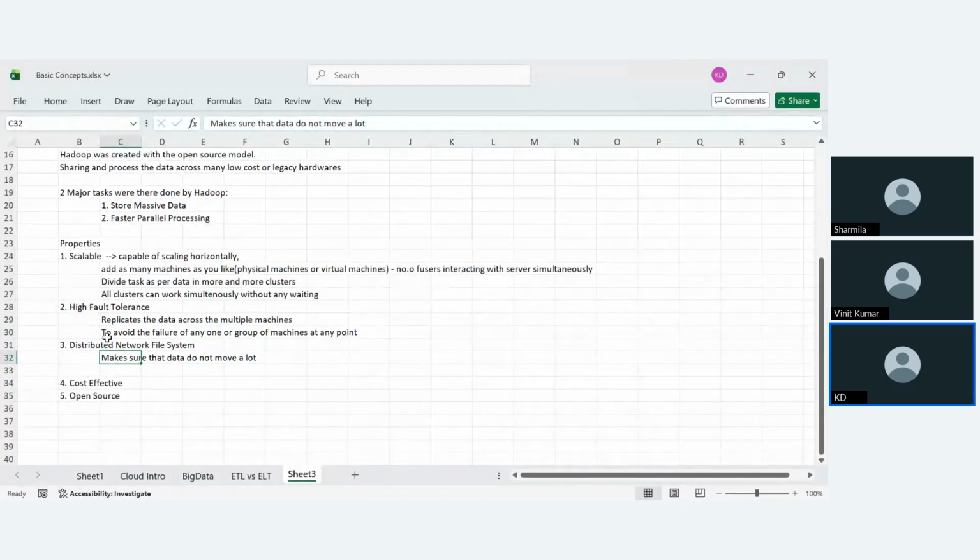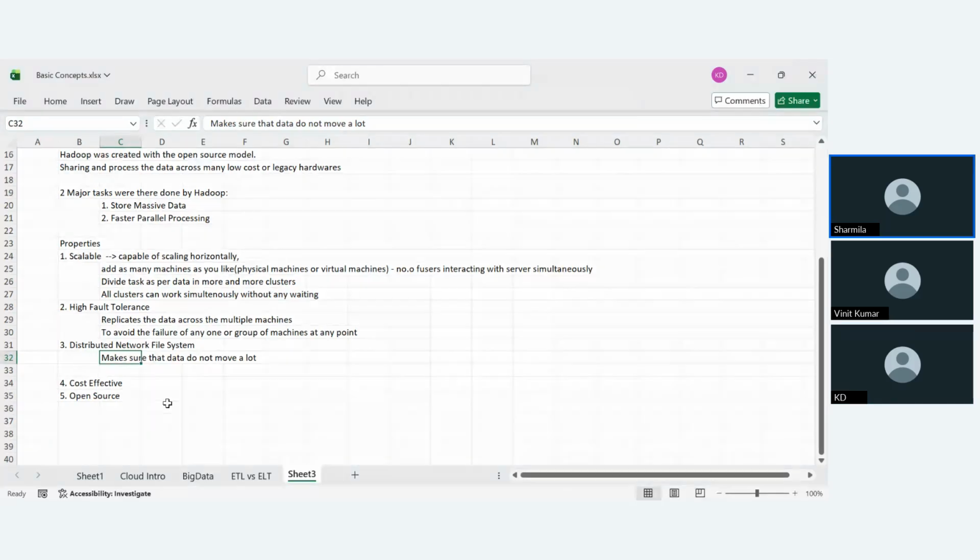Okay. So this distributed system ensures that the data does not move. Once data is there in one system, it is already stored. It should not move anywhere. Now, when you require to use something, your person will go to this data, do the process, and take only that data out and use it. The rest of the data will be as it is.